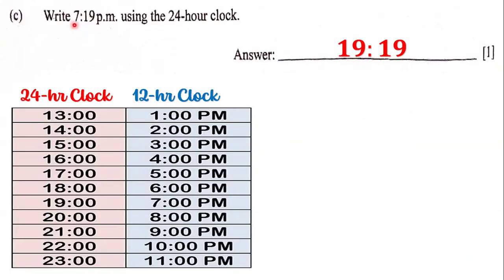It says write 7:19 p.m. using the 24-hour clock. And so here we have 24-hour clock and here we have 12-hour clock. For the 24-hour clock, we have 13, but for the 12-hour clock, that's 1. For the 24-hour clock, we have 14, but for the 12-hour clock, that's 2 p.m. 15 is 3 p.m., 16 is 4 p.m., 17 is 5 p.m., 18 is 6 p.m., but 19 o'clock is 7 p.m. And so that means that if we have 7:19 p.m., that's going to be 19:19 in the 24-hour clock.